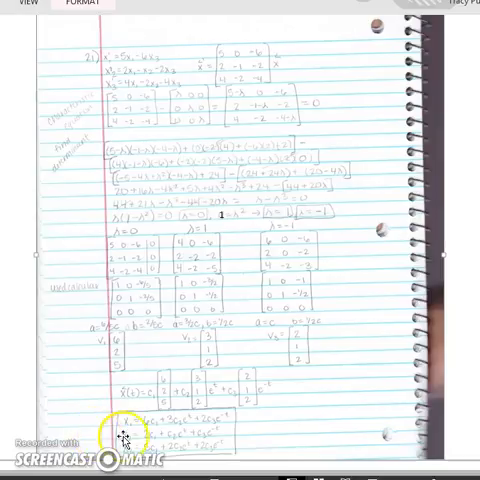I end up getting x sub 1 equals 6C1 plus 3C2 e to the t plus 2C3 e to the negative t. My x sub 2 equals 2c1 plus c2 e to the t plus c3 e to the negative t, and my x sub 3 equals 5c1 plus 2 c2 e to the t plus 2 c3 e to the negative t. And that was my general solution. Thank you.